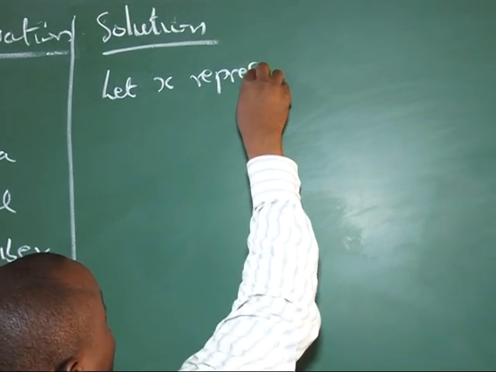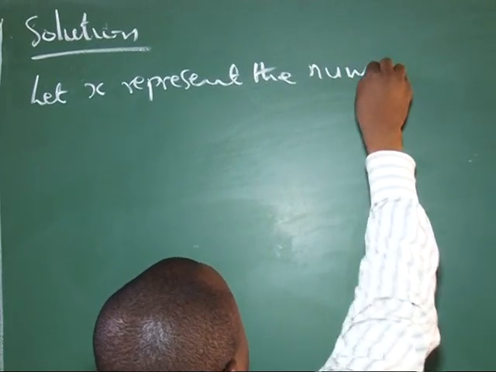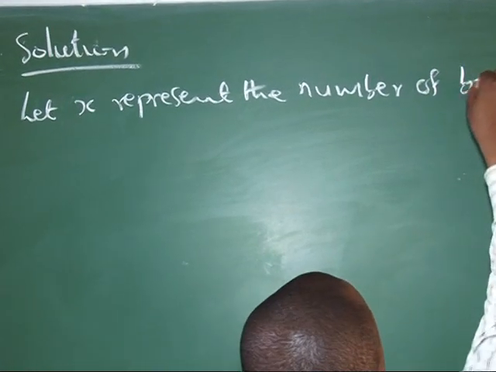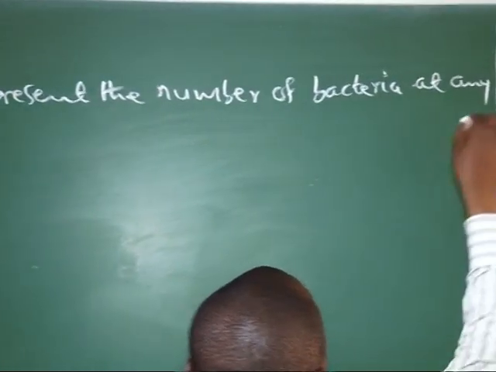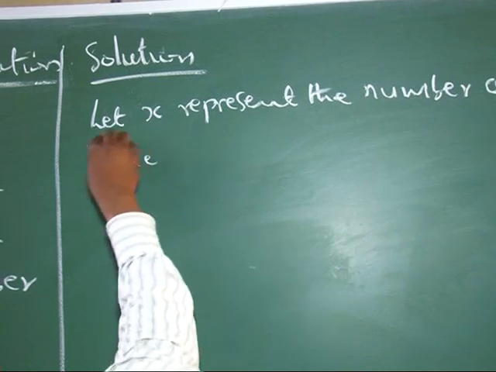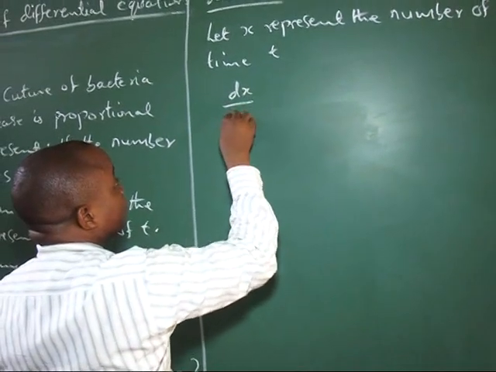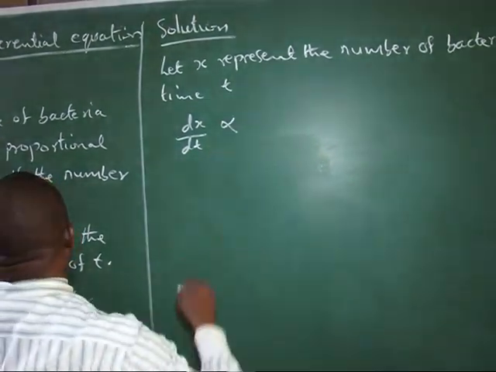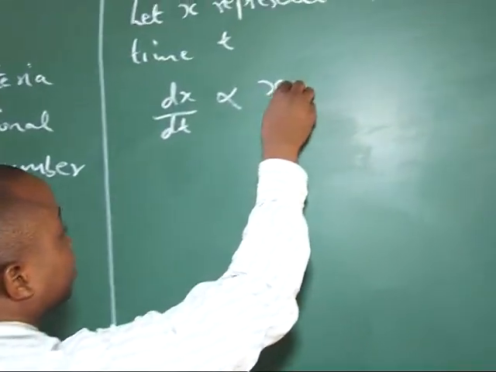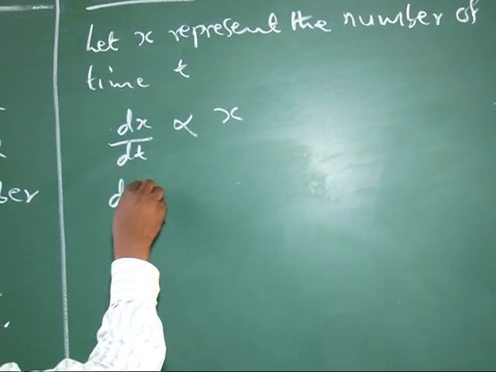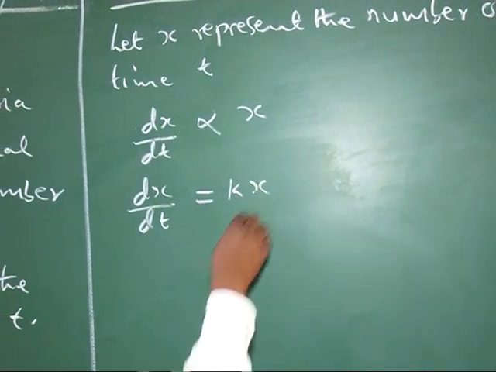X represent the number of bacteria at any time T, so that dX over dT is proportional to the number, so it's proportional to X, which we know that removing the proportionality sign will attract a constant K.